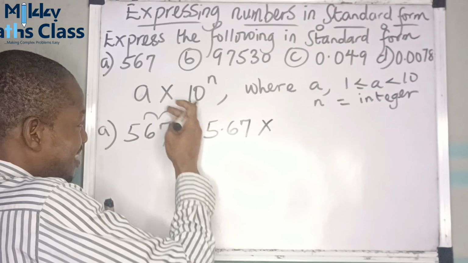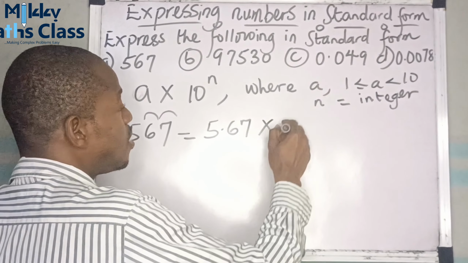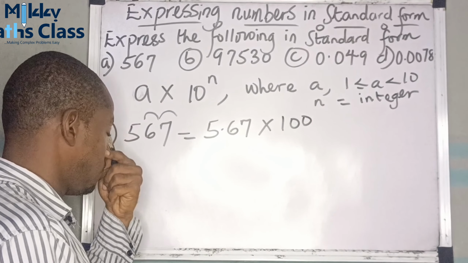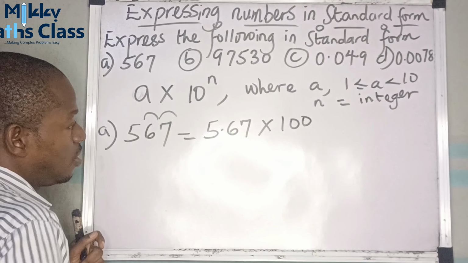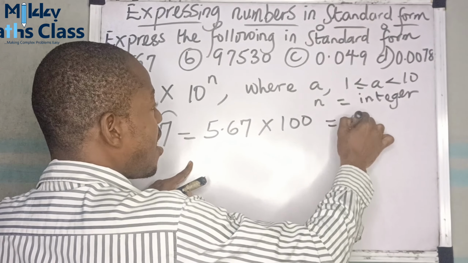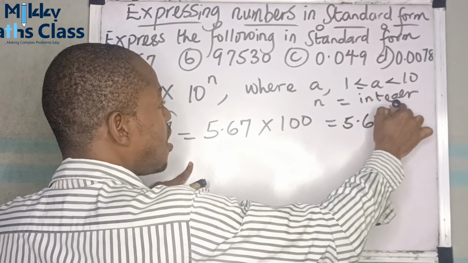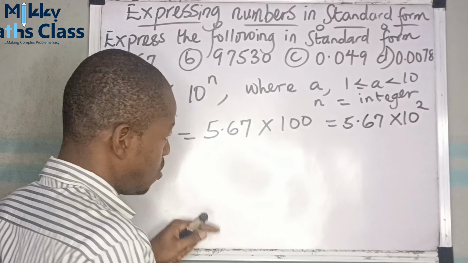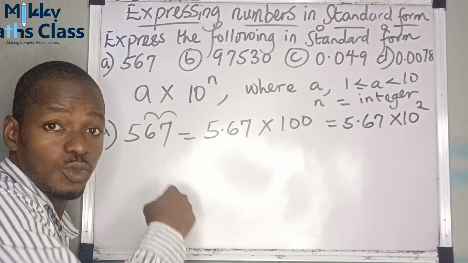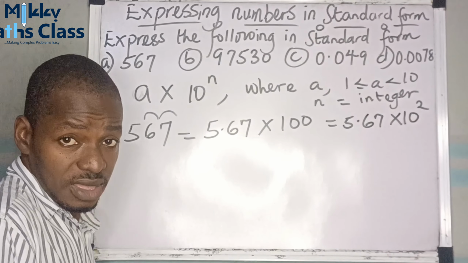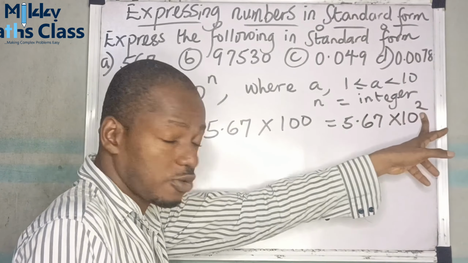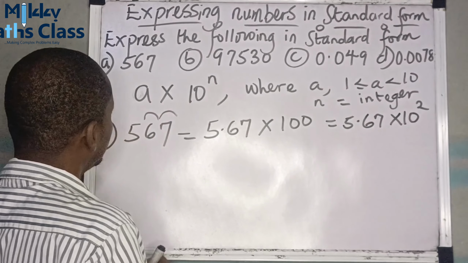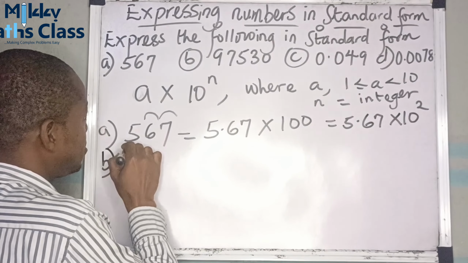Since we move to the left, that will be multiplying by 100. We move 2 times to the left. So this becomes 5.67 times 10 to the power of 2. Since we move 2 times to the left, when we are moving to the left, the power will be positive. But if we are moving to the right, the power will be negative.